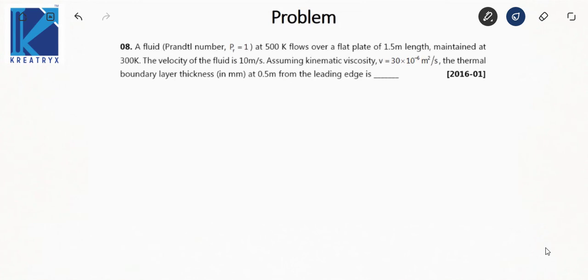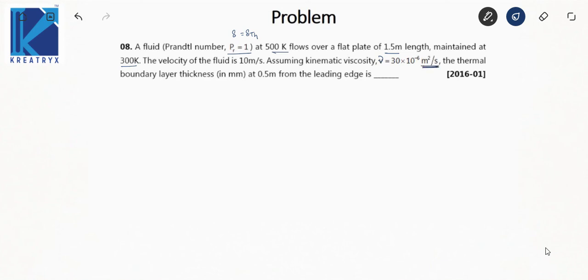The next question: a fluid has a Prandtl number of 1. So I will write delta is equal to delta thermal here, that is, the thickness of the viscous boundary layer will be equal to the thickness of the thermal boundary layer. Temperature is given as 500 Kelvin. Length of the plate is 1.5 meters, and it is maintained at 300 Kelvin. The velocity of the fluid is 10 meter per second. Assume kinematic viscosity nu is 30 into 10 to the power minus 6 meter square per second. Take care of the units.